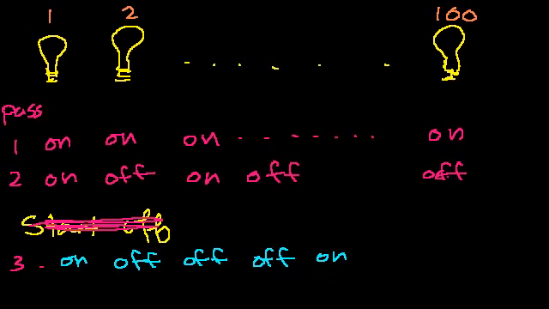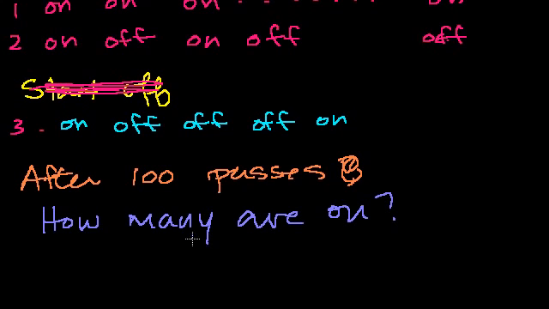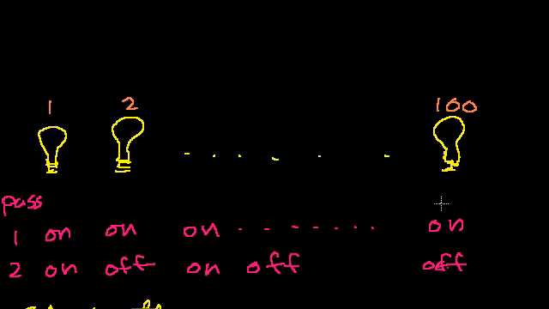And my question to you is, after 100 passes, how many light bulbs are still on? Or how many are on, period? And that is the brain teaser. How do you figure out, of the 100, which ones are going to be on? And you should be able to do this in your head. You don't have to make an Excel spreadsheet and actually do all the on and off switches. How do we know? So the first question is, how many of these are going to be on after I do 100 passes?